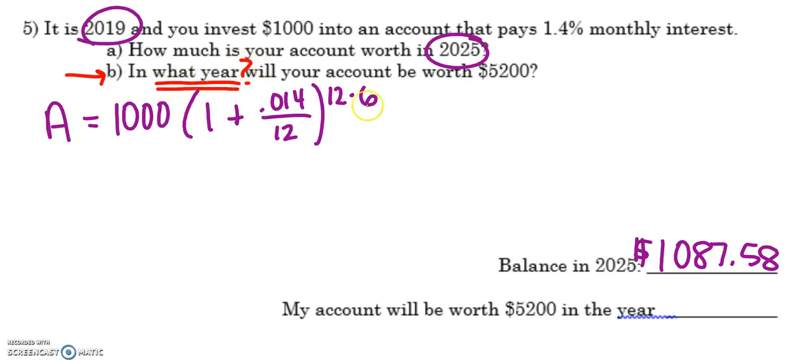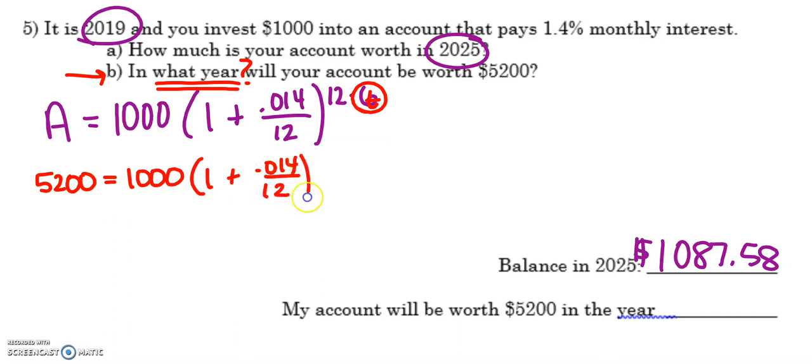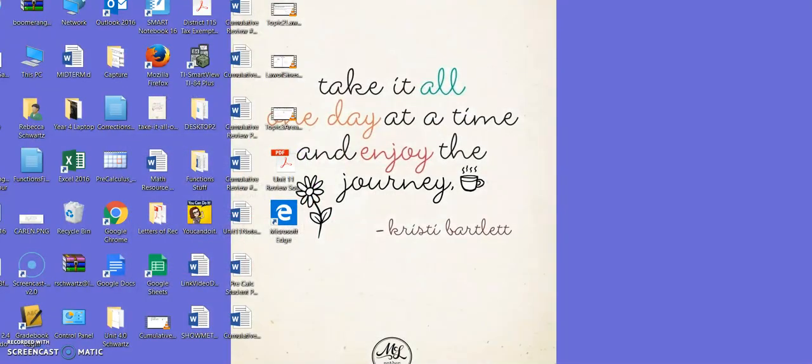Part B then says, in what year? So that means I'm looking for this time, t. You should notice that t is up in the exponent, which means that inevitably I'm going to need to use a logarithm at some point. So 5,200 equals 1,000 times 1 plus 0.014 over 12 to the 12t. First thing I'm going to do is divide by 1,000. So this will be 5.2 equals, I'm going to grab my calculator real quick. Where's my calculator? There it is.